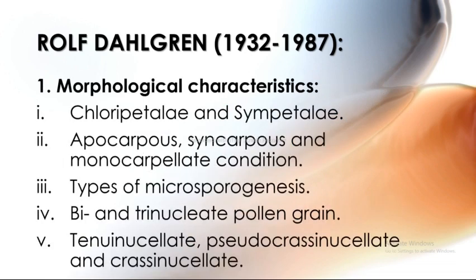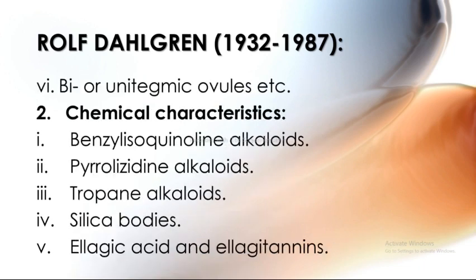First is the morphological characteristics, which includes the corypetaly and sympetaly. Next is apocarpous, syncarpous and monocarpellate condition. Third is the types of microsporogenesis. Fourth is the bi- and trinucleate pollen grain. Fifth is the tenuinucellate, pseudocrassinucellate and crassinucellate. And the sixth is the bi- and unitegmic ovules, etc.